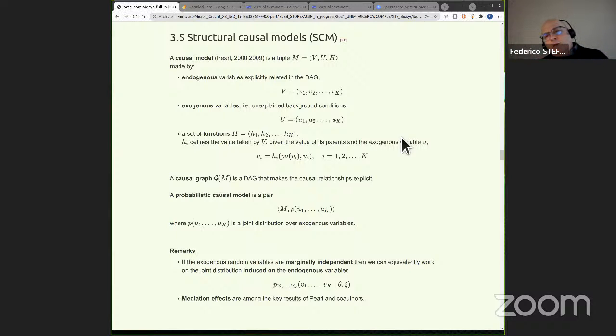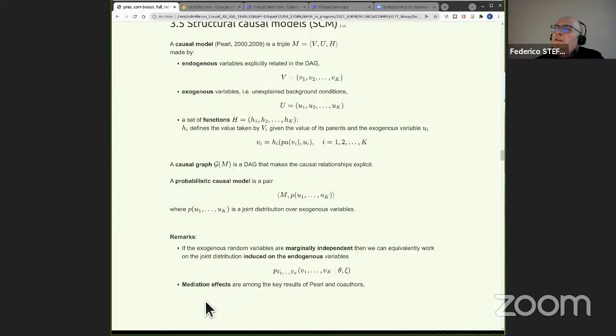So each node is associated with one exogenous variable besides one or more, or eventually none, of the endogenous variables. A causal graph makes this relationship explicit. And now we need just a joint distribution on the exogenous variables to define a probabilistic causal model. So a couple of remarks. When the exogenous random variables are marginally independent, we can work with the induced distribution of the endogenous random variables, so V1, V2 up to Vk. And among the remarkable results obtained by Pearl and co-authors, we have an approach for the evaluation of mediation effects.